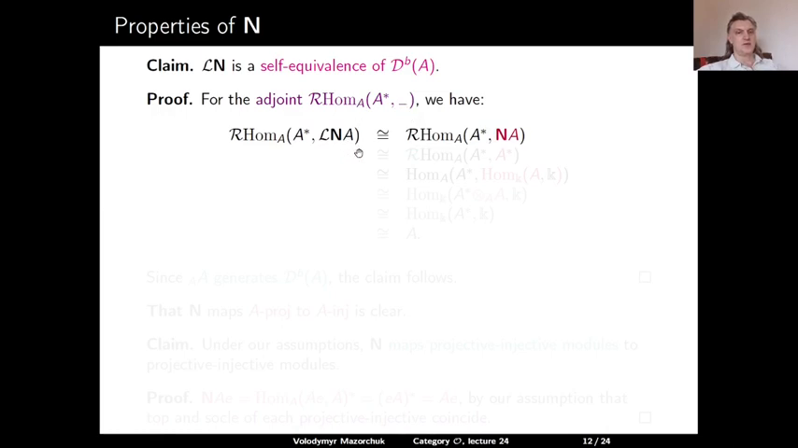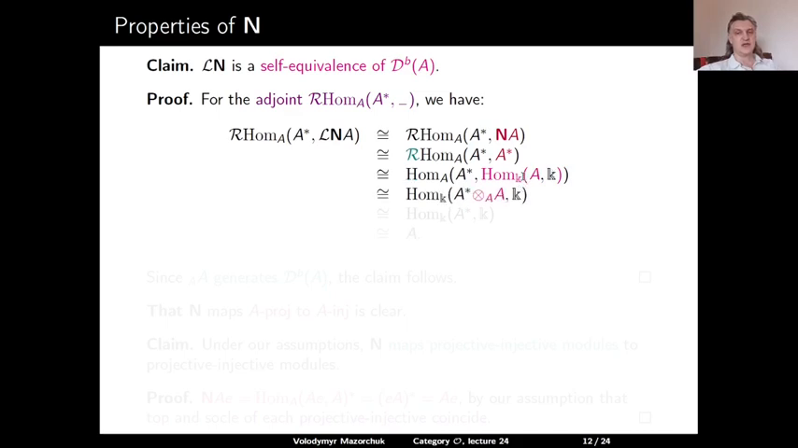So if we start from the projective generator A, apply the left derived of the Nakayama functor, and then the adjoint functor. Then, since A is a projective module, we can delete the left derived part to get the R hom over A from A star to NA. Then we know that N of A is just A star. And now we are computing hom into an injective A module, so we can delete the right derived part and rewrite A star as hom over K from A to K.